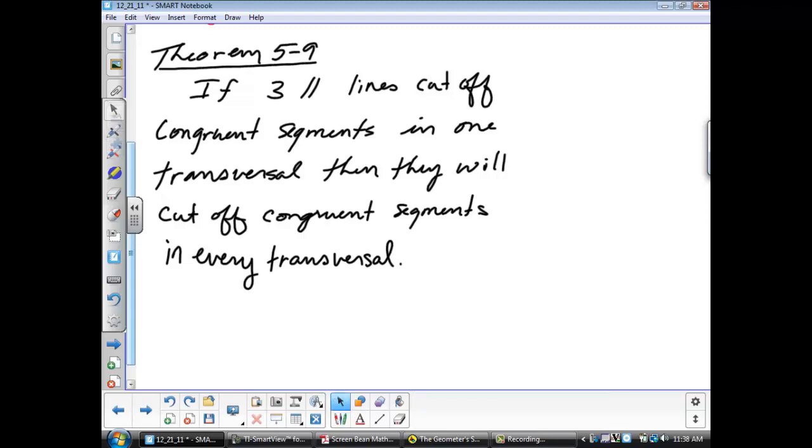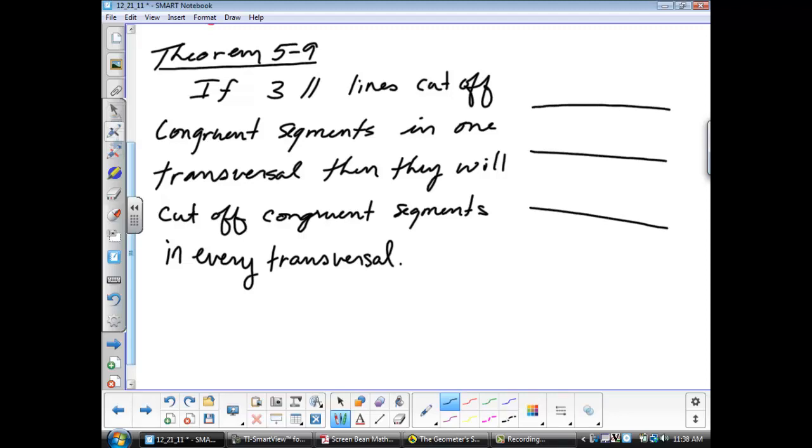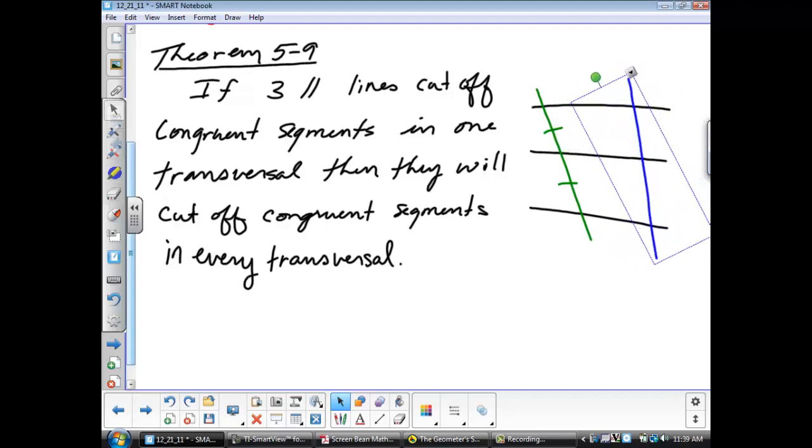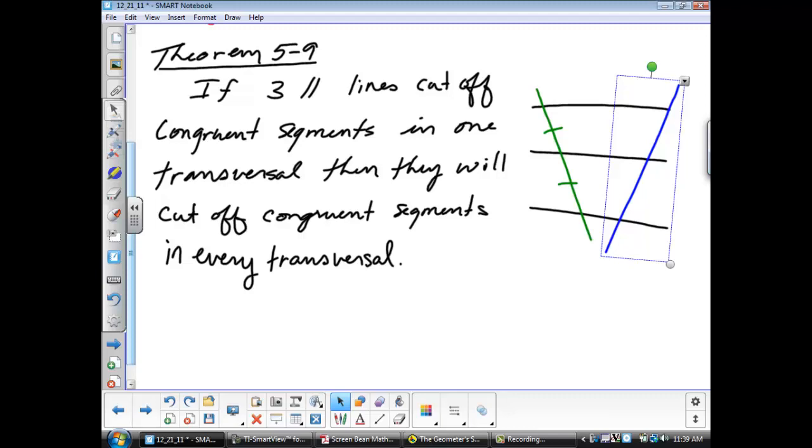So here's our diagram. We have three parallel lines, and we have a transversal that has segments that are cut off congruently. What I need now is another transversal. This transversal could be at any angle, and if it crosses those three lines, it will also be cut into congruent pieces because those lines are parallel.